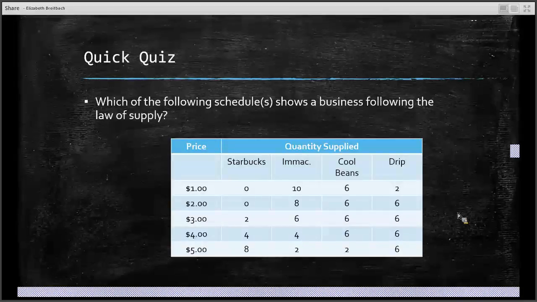Cool Beans, as the price increases, they have very inelastic supply until we get to from $4 to $5. Then they reduce the quantity that they supply. Again, not following the law of supply. And then finally, Drip, they also have very inelastic supply, but it does follow the law of supply, because as we jump from $1 to $2, we do increase the quantity we supply. So Starbucks and Drip do follow the law of supply, while iMac and Cool Beans do not.